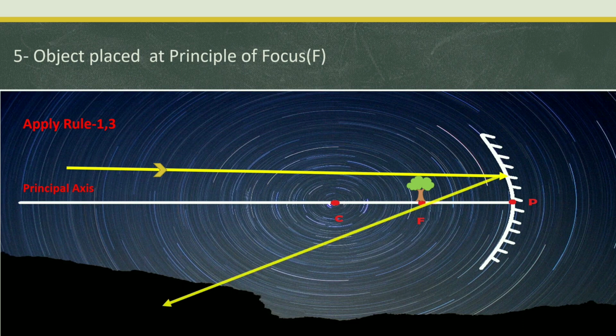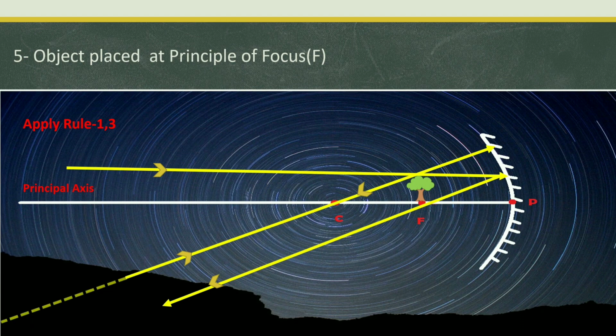If object is placed at the principal focus, then the reflected rays don't seem to intersect each other, rather become almost parallel, but they do so if extended to infinity. Can you imagine what the image would look like? Yes, it will be highly enlarged, real and inverted.